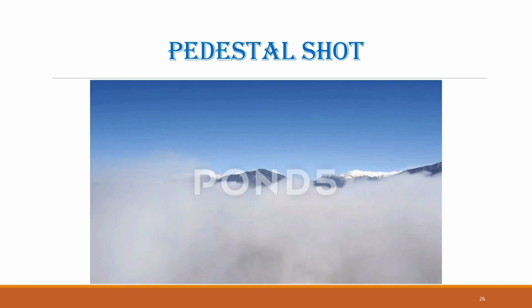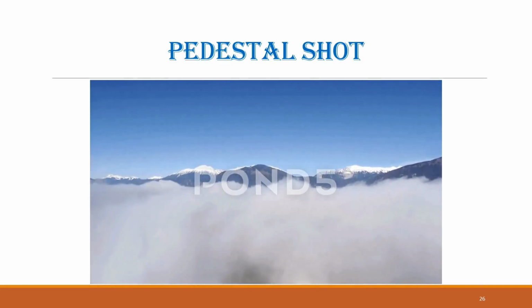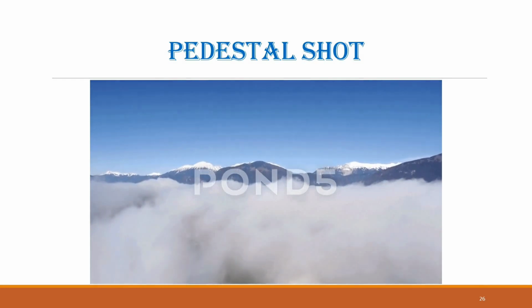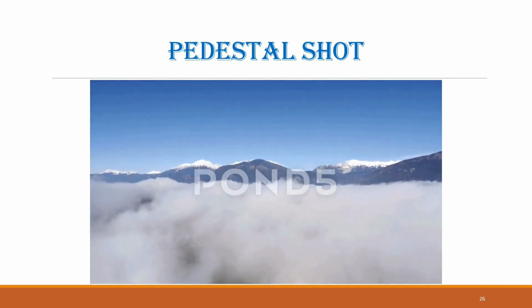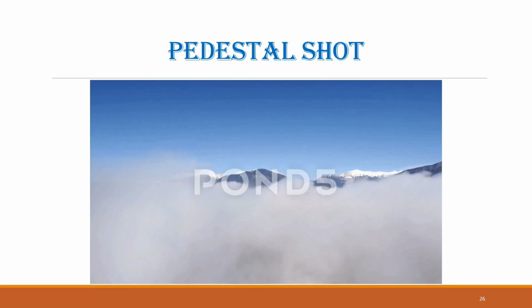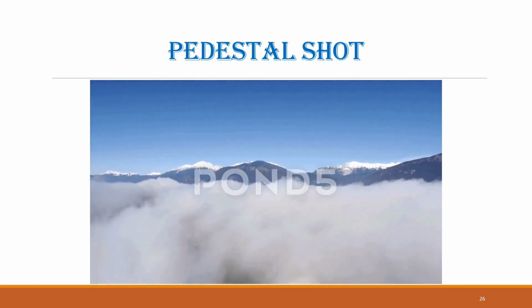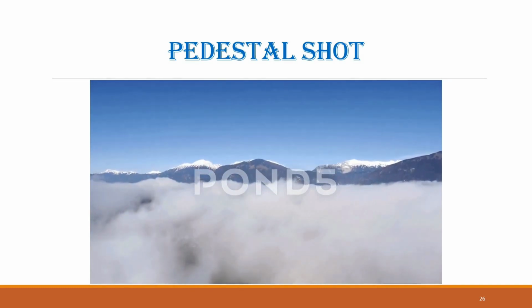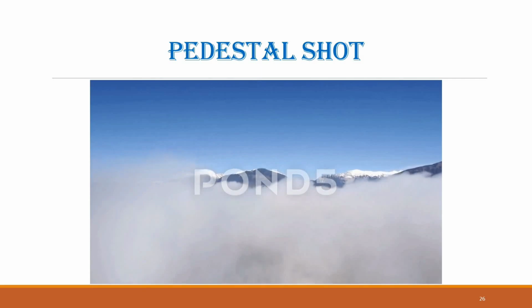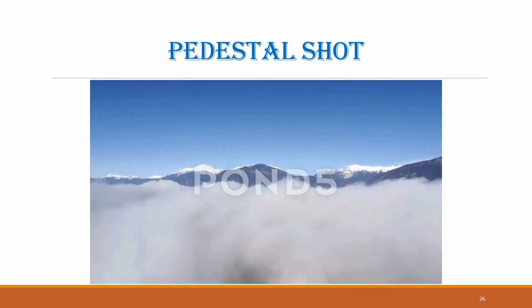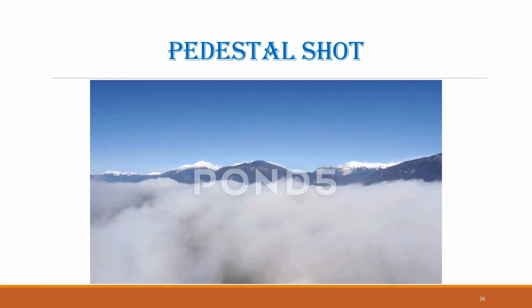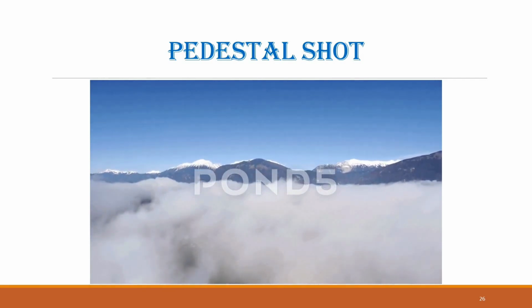Pedestal shots are commonly used to emphasize scale, height, and presence. They are particularly effective when filming subjects such as statues, monuments, tall buildings, or natural landmarks. By moving the camera vertically, you can gradually reveal the full height of a structure or transition from a ground-level perspective to an elevated aerial view. This creates a strong sense of depth and visual progression within the shot.